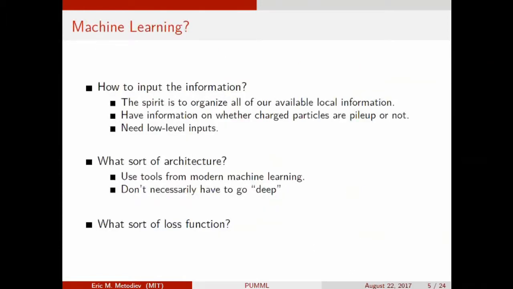So is this a problem suitable for machine learning? Well, then there's the question of how to input the information. You want to use low-level inputs, so calorimeter cells in the case of jet images, or particle-level information. What information do we have? For the charged particles, you have a sense of whether or not they come from a Pileup vertex or the interaction of interest, the leading vertex. And then what machine learning architecture should you use? I'm going to make the case that you can use tools of modern machine learning, like convolutional nets, for example, without having to go deep. I mean, you don't need tens of thousands, hundreds of thousands, millions of parameters. And then what loss function do you use when you're predicting jet images?